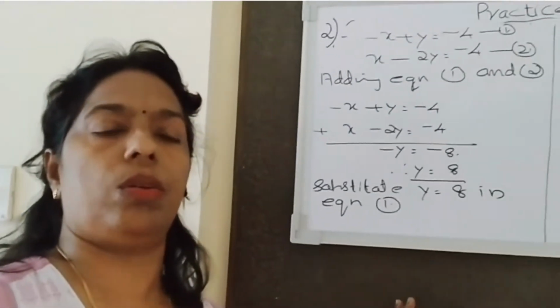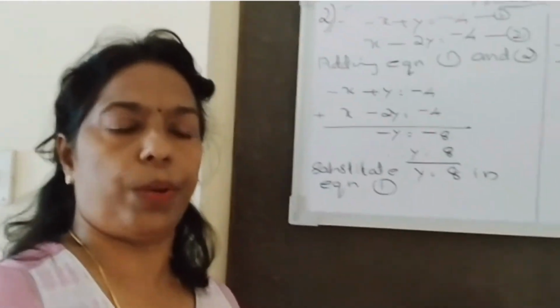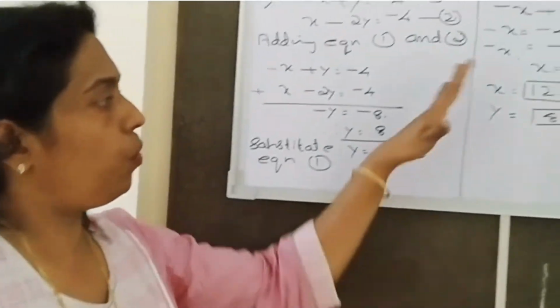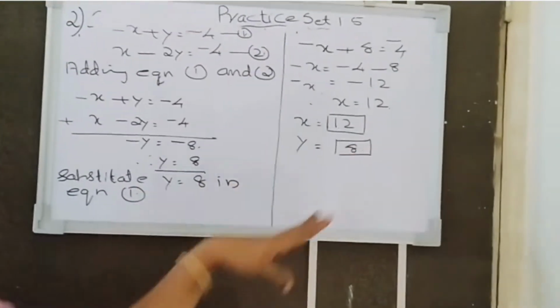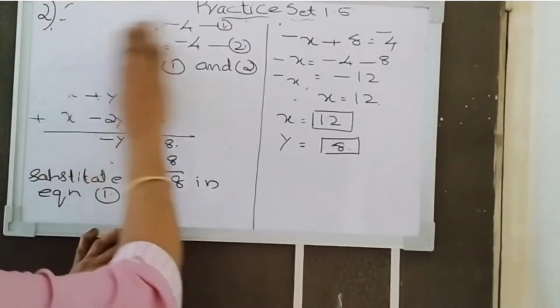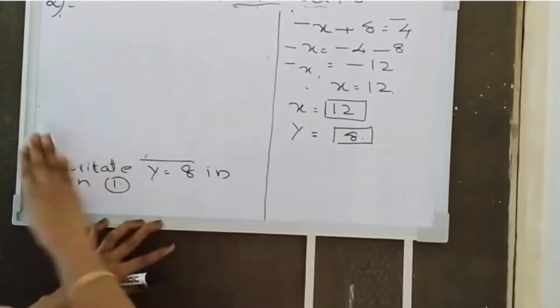What is the equation for the perimeter? Perimeter is equal to 2 into length plus breadth, and area is equal to L into B. Therefore, x and y only we found, and next to find out what is the length of the rectangle and what is the breadth of the rectangle.